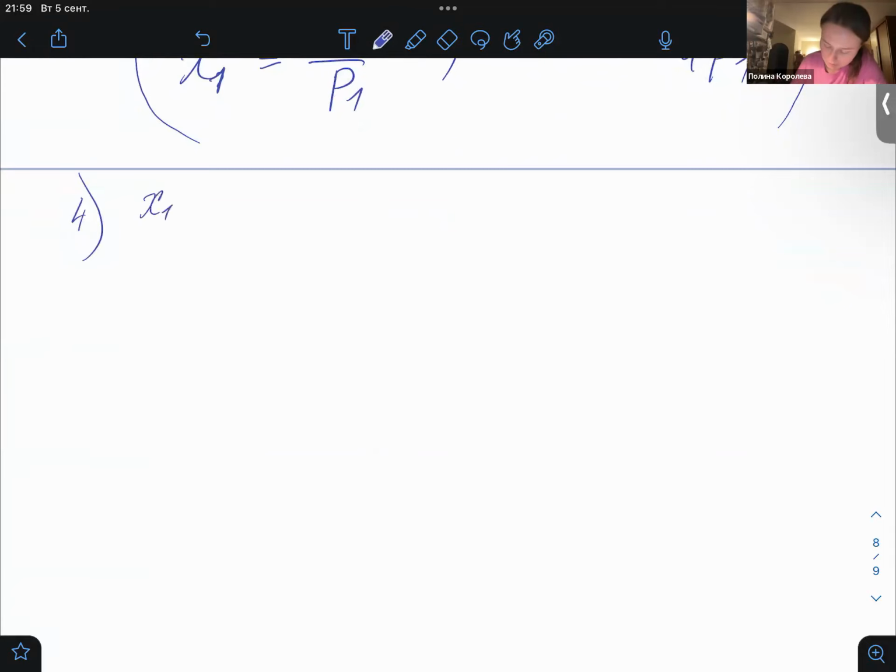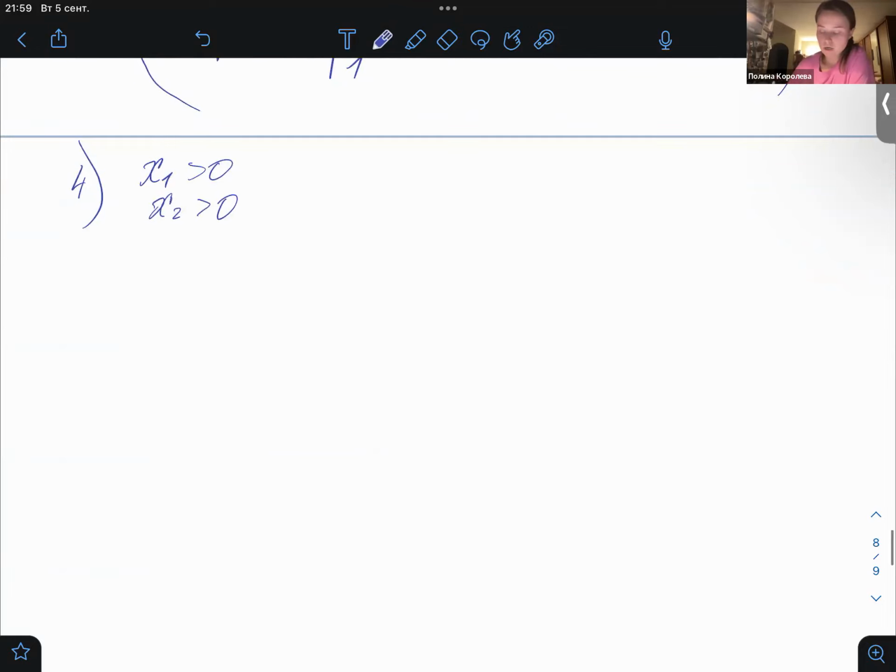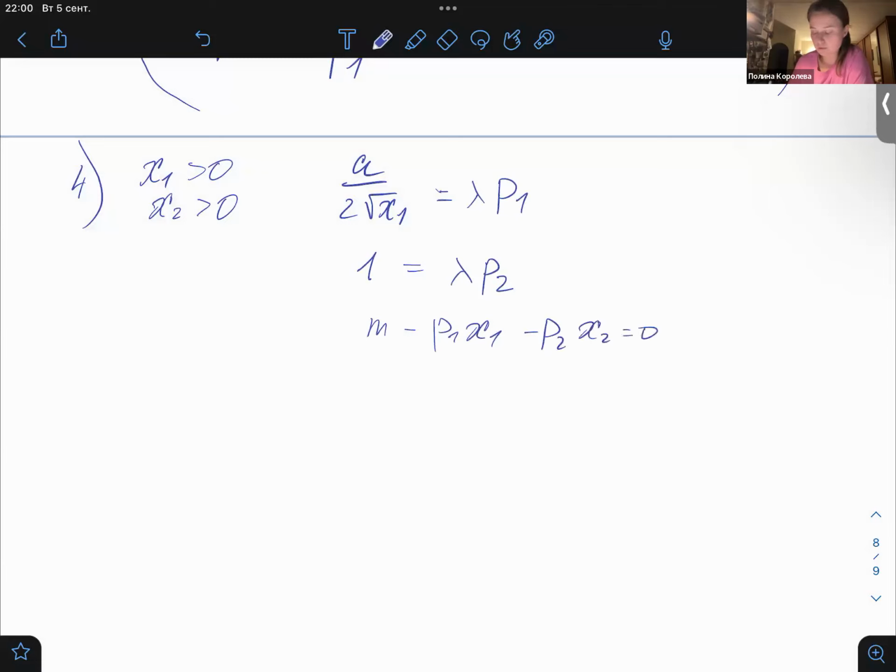When we consume both the first good and the second good, so when we have interior solutions, both partial derivatives should be equal to 0. So let's find: a over 2 square root of x1 should be equal to lambda p1, 1 should be equal to lambda p2, and one more time, m minus p1 x1 minus p2 x2 should be equal to 0.